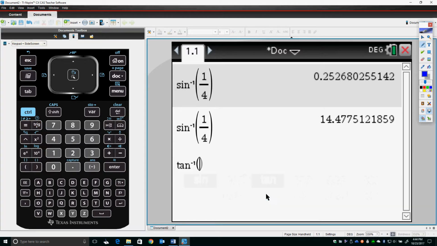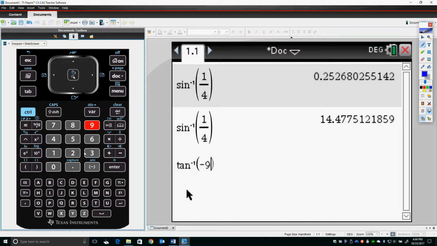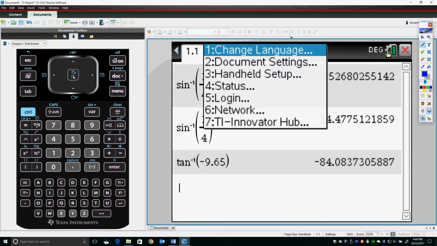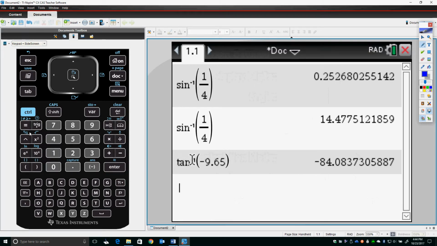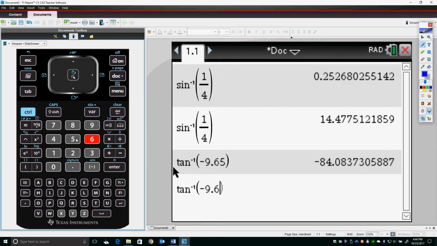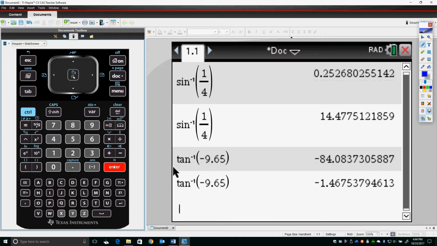So tangent inverse of negative 9.65. That gives us the degree answer. And we'll change our settings to radians. Inverse tangent of negative 9.65. And you get the radian answer. All right, pause the video, try the student problem.